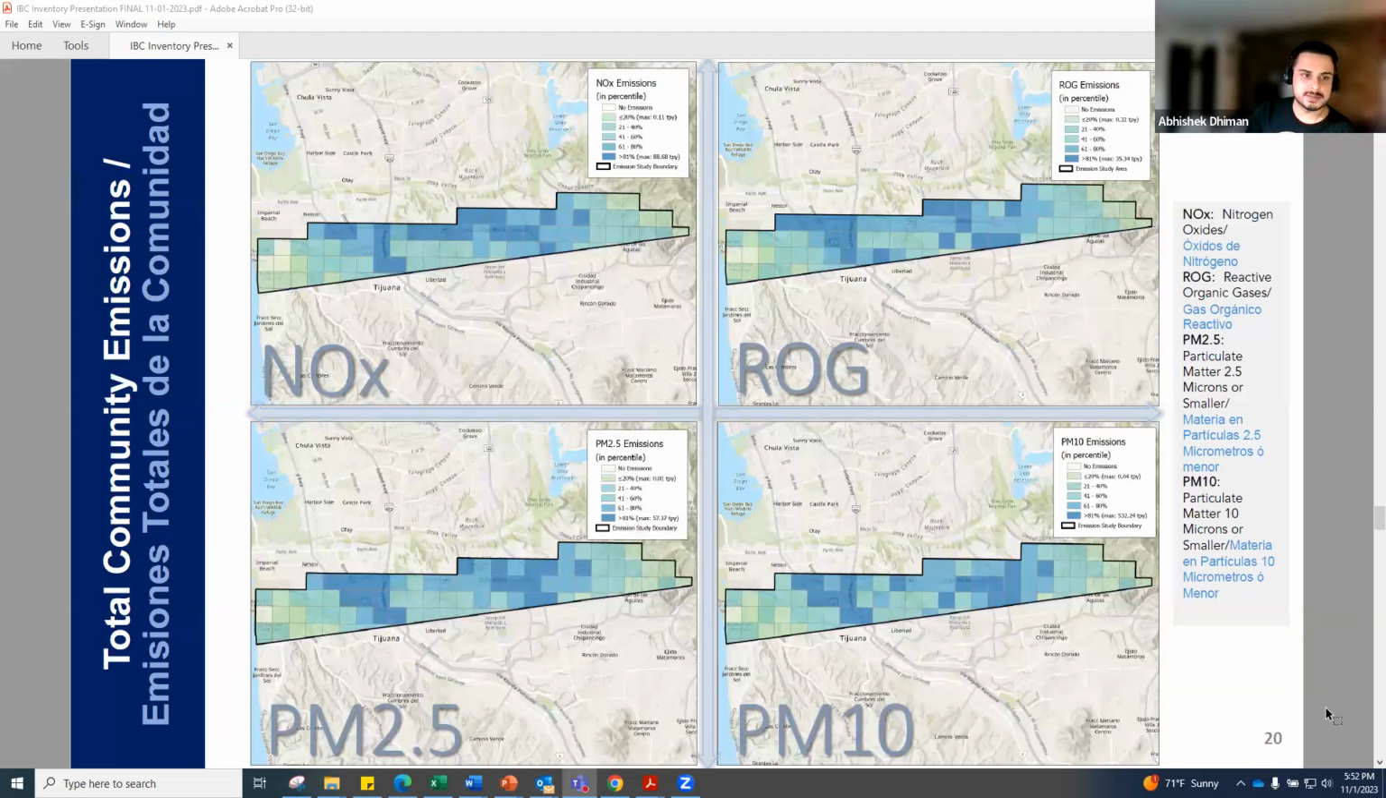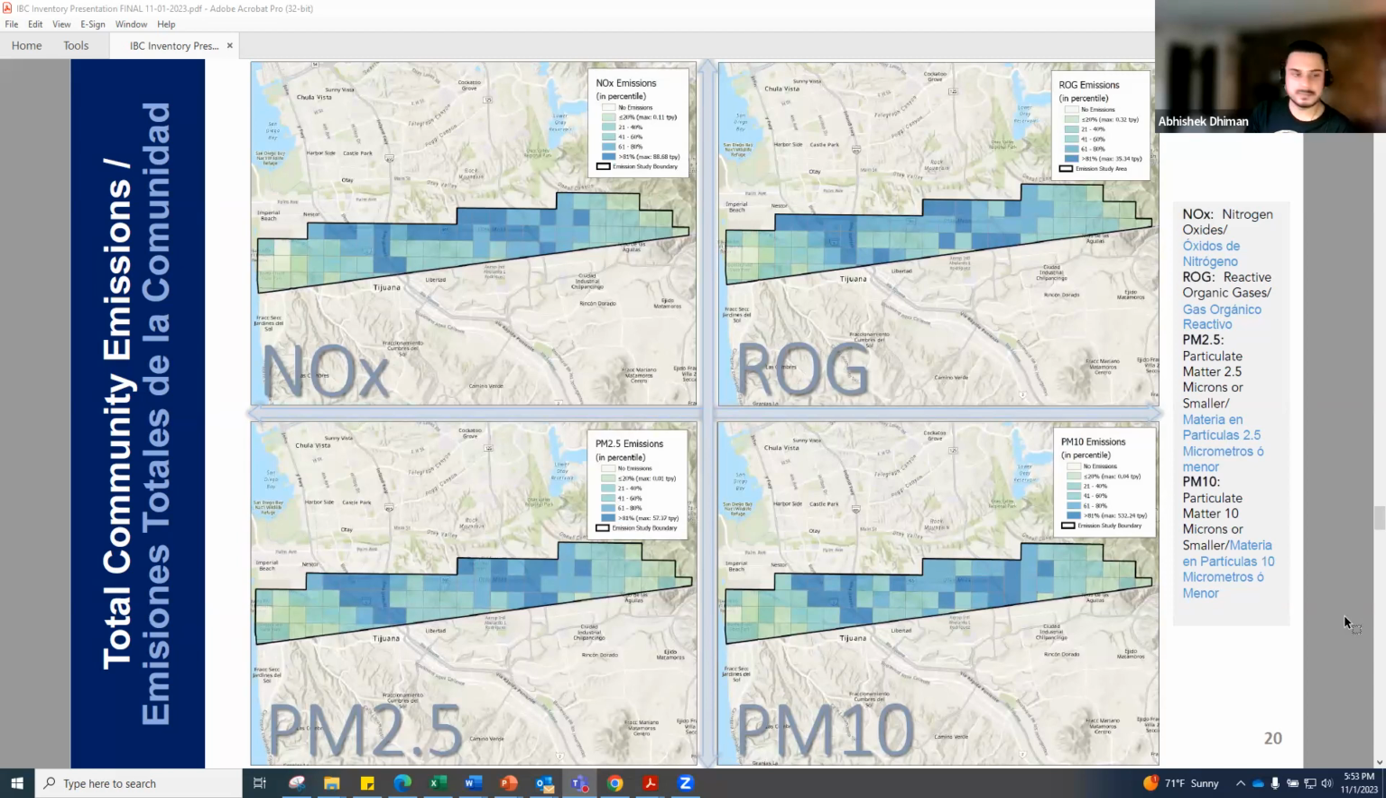This slide shows 4 maps. These 4 maps show the added 2021 total emissions for all the source categories that are stationary, area-wide, on-road mobile, and off-road mobile for each 1K grid in the community. From these maps, we can get a sense of how NOx, ROG, PM10, and PM 2.5 total emissions are distributed throughout the community. The dark colored grids with higher emissions are often concentrated in locations on or near major roadways, that is 905, 805, and I-5. It's also concentrated around some of the major industrial sites and border crossings.